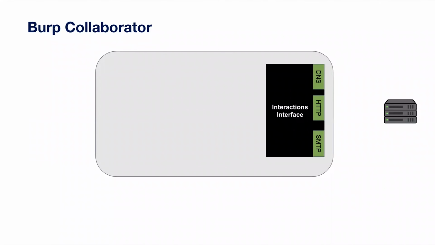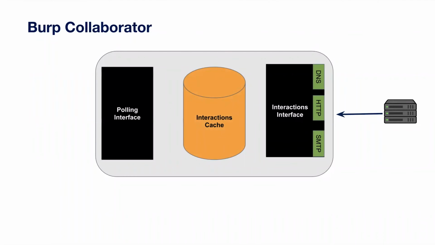So a vulnerable server comes along, it's received one of these one-time use identifiers within some payload, and it performs some unsafe operation which induces a DNS request and then optionally an HTTP or SMTP request. These then come to the collaborator. We recognize these one-time use identifiers and put them in our cache. Then the collaborator has a second interface, which is used by Burp to come along and retrieve the details of any interactions which have resulted from payloads that it generated.